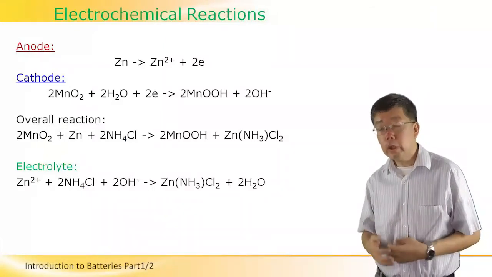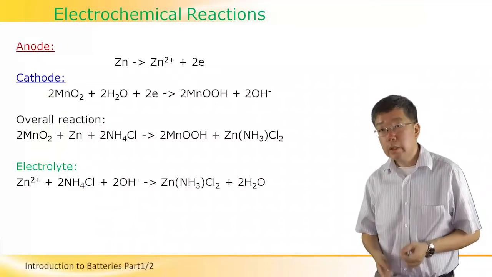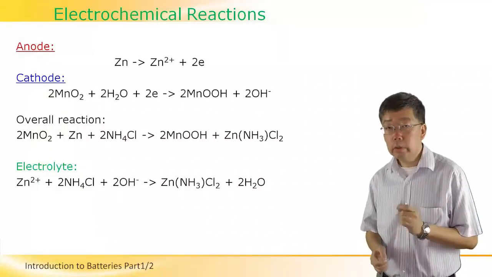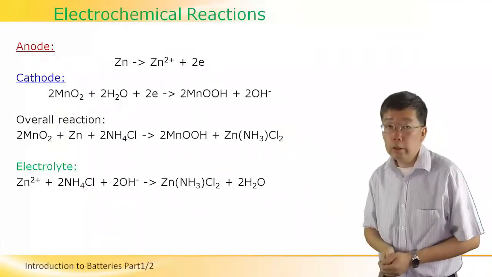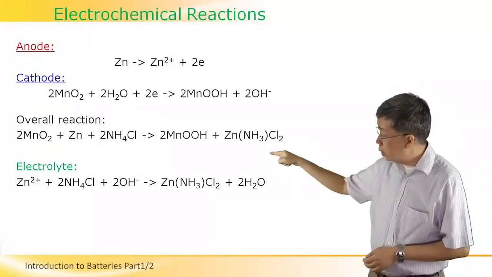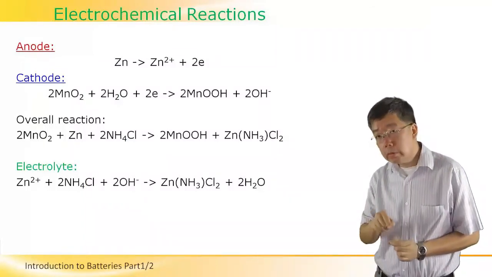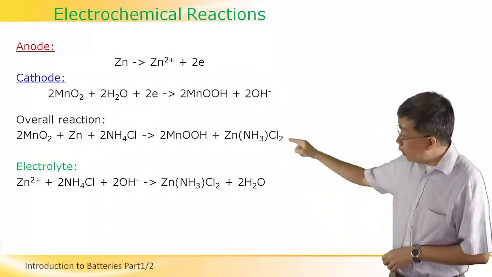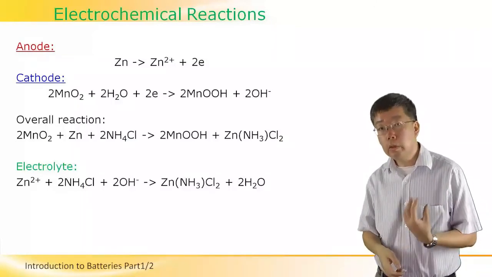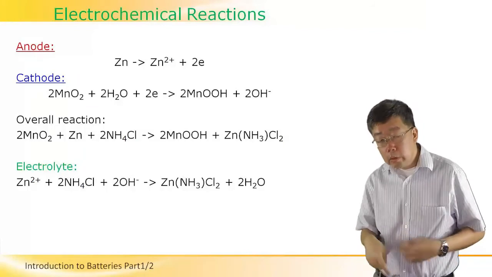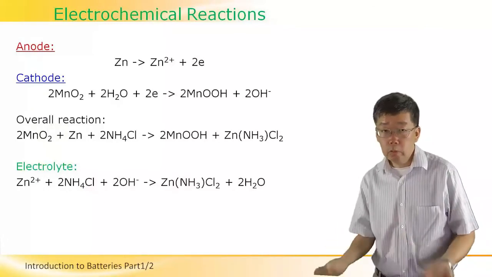And the difference between an ordinary chemical reaction and an electrochemical reaction is that there is always electron transfer, and this is indicated by the symbol e in the reactions of the anode and the cathode. The electrons are important because this transfer of electrons from the anode to the cathode is what gives us this electrical current, which we can use to drive an electronic circuit for whatever application we need to use.